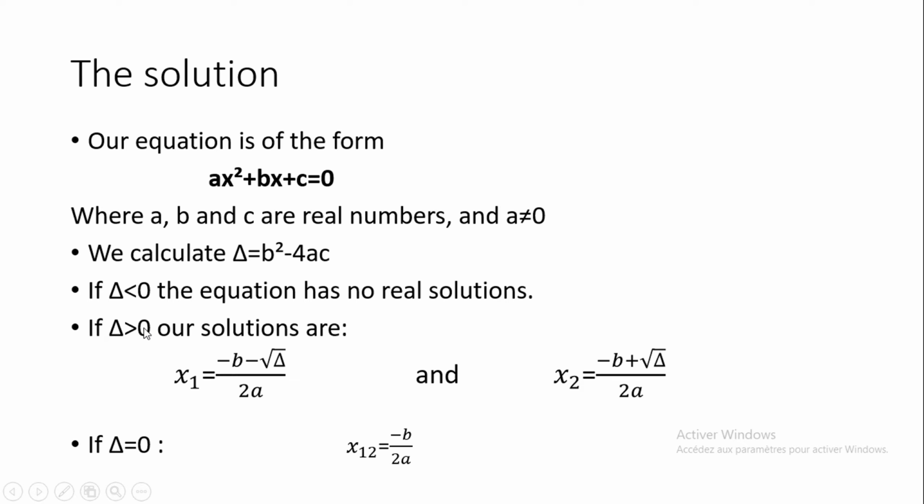If delta, however, is positive, then our solutions are x1 equals minus b minus the square root of delta over 2a, and x2 equals minus b plus the square root of delta over 2a. And finally, if delta equals 0, then we have one double solution, x12 equals minus b over 2a.